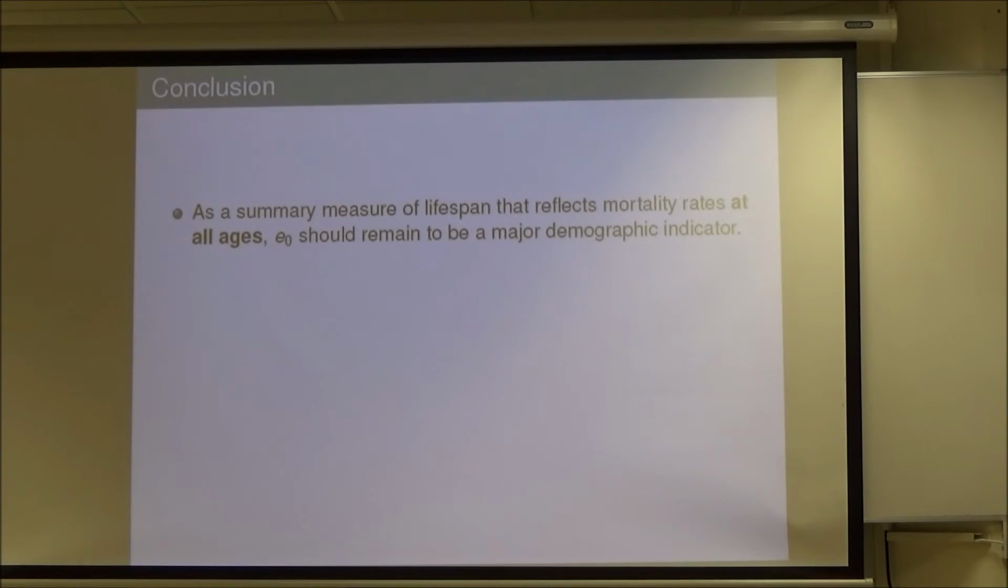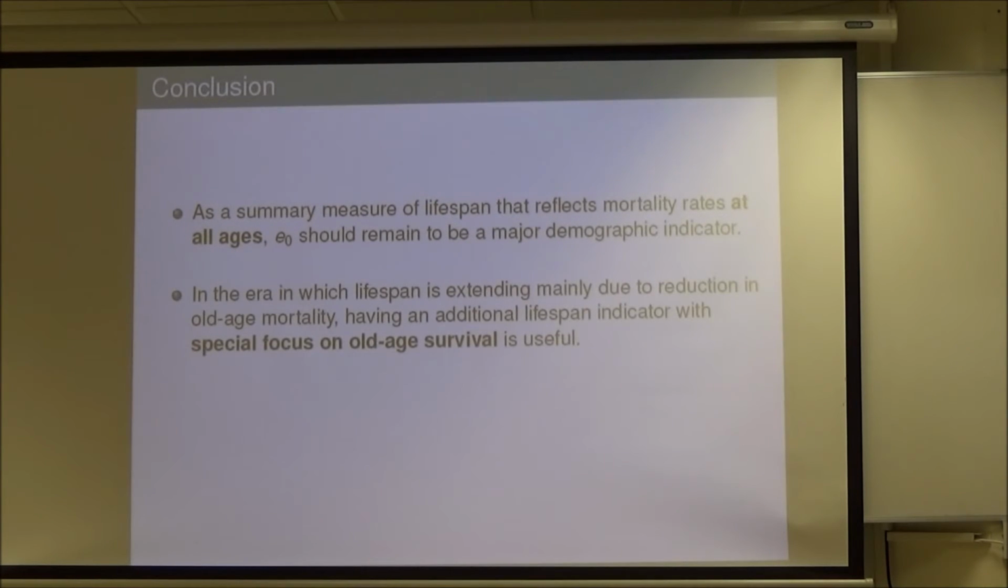First, as a summary measure of lifespan that reflects mortality rates at all ages, from birth till the very, very old ages, E0 should remain a main demographic indicator. However, in the era in which we currently are living, in which the length of the human life is extending mainly because of reductions in old age mortality, it is also very useful to have an additional lifespan indicator that has a special focus on old age survival.